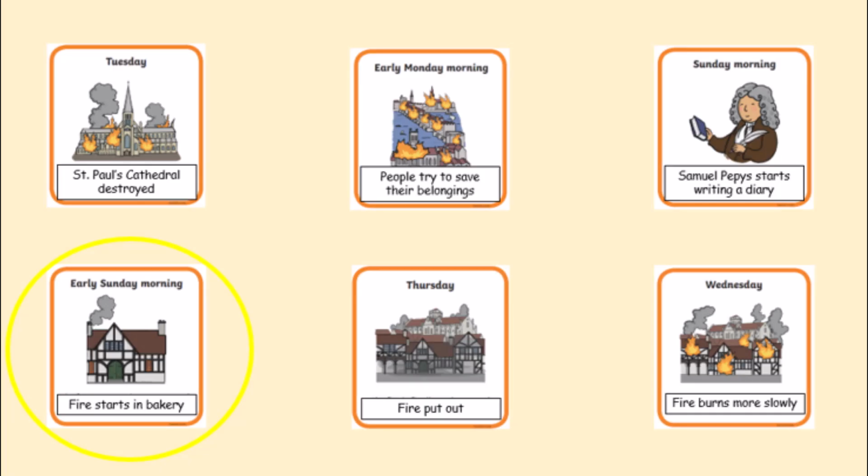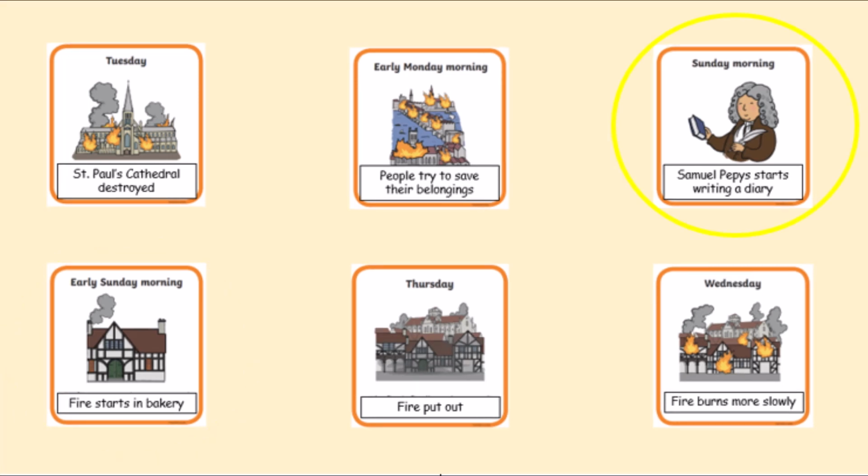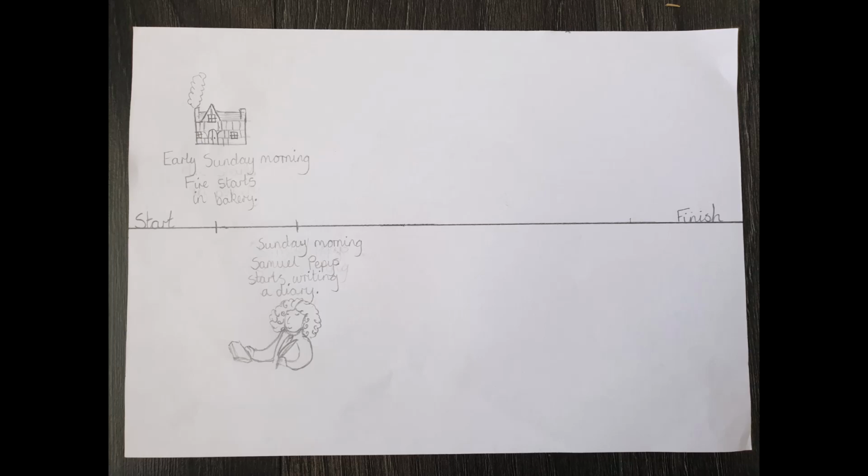That's right. The timeline starts with early Sunday morning, the fire starts in the bakery. Then, Sunday morning, Samuel Pepys starts writing his diary. I've written these on my timeline and I've even copied the little picture too. You now need to finish the rest of the timeline. Remember to use the order of the days of the week to help you.